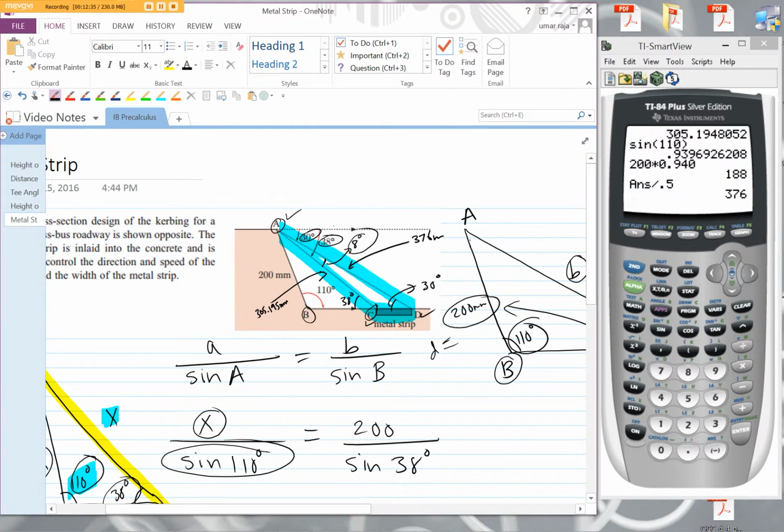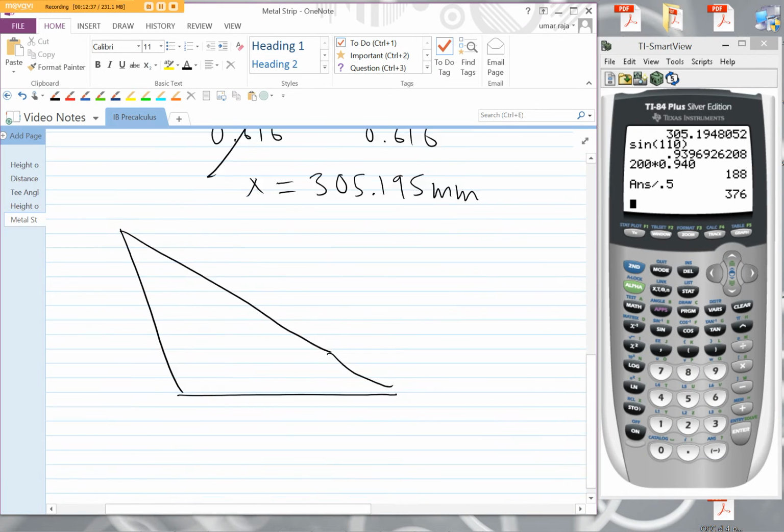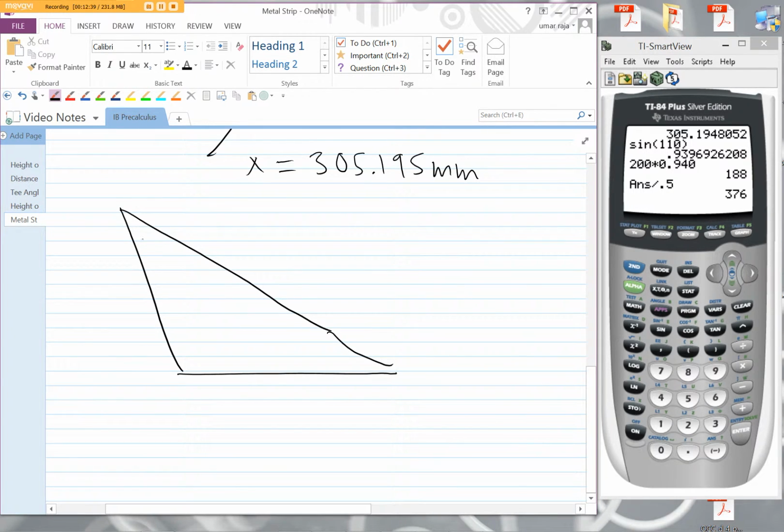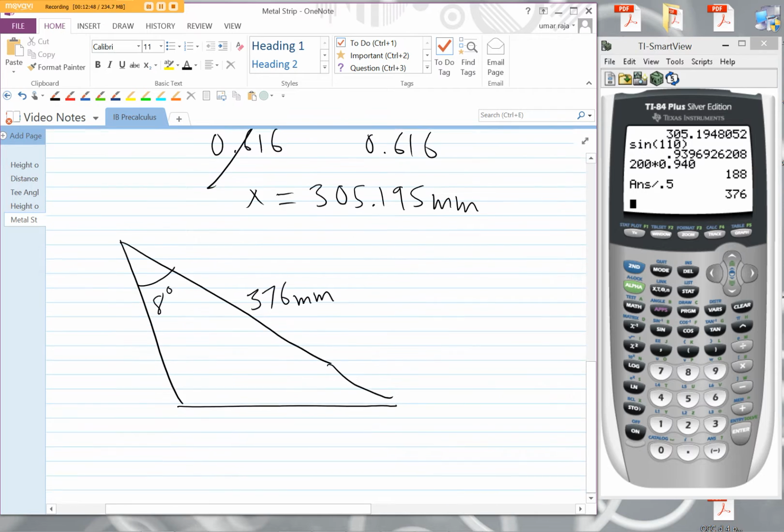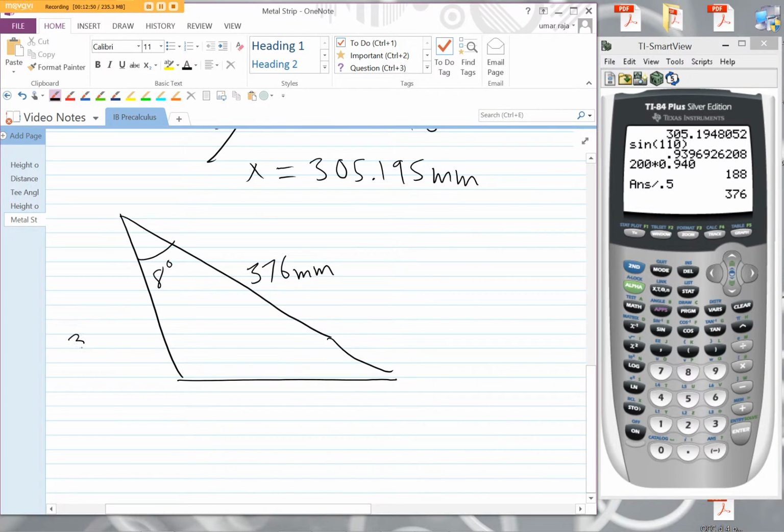So you know that the angle is 8 degrees on this. I know that this side of the triangle came out to 376 millimeters, and the other side, the left hand side, came out to 305.195 millimeters. And we're solving for the strip, which is C, the metal strip in this case, and I know that the top is equal to A.